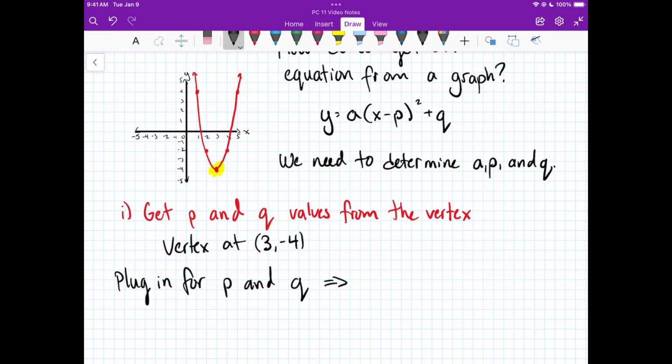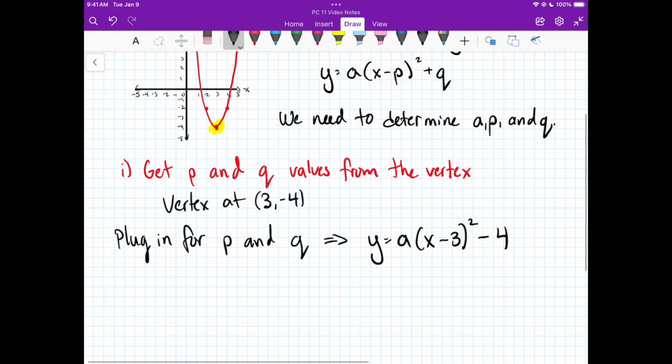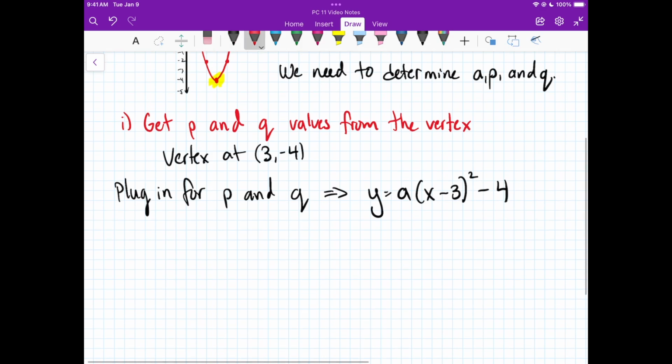When we do that, we get y equals a, still unknown, times (x minus 3) squared, and then plus q, which in this case is minus 4. So already we're two thirds of the way there in terms of filling things in. We've got a p, we've got a q. Now we need to get a, and that's going to be a little bit trickier.